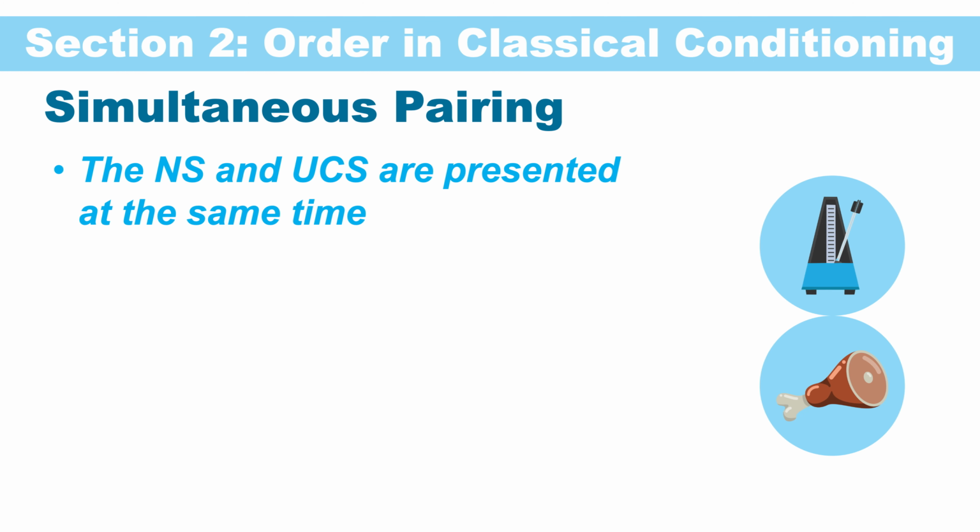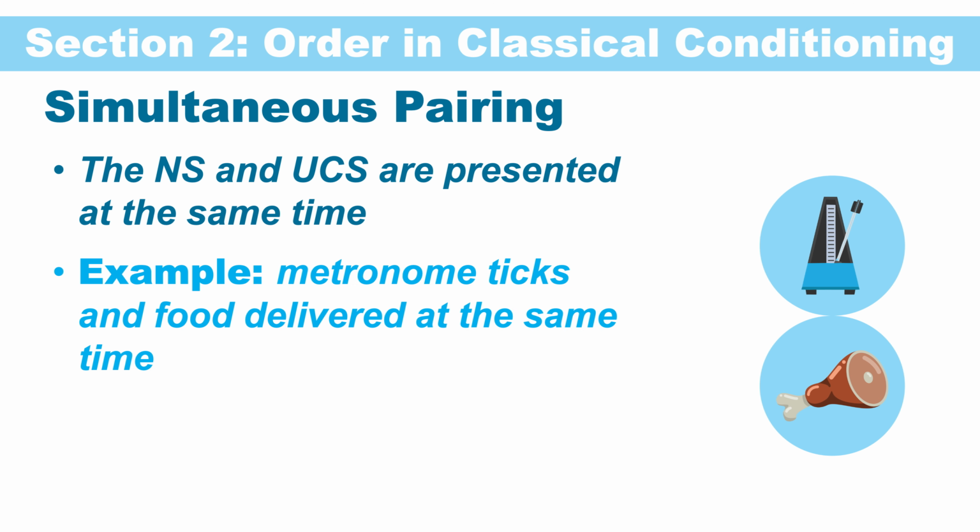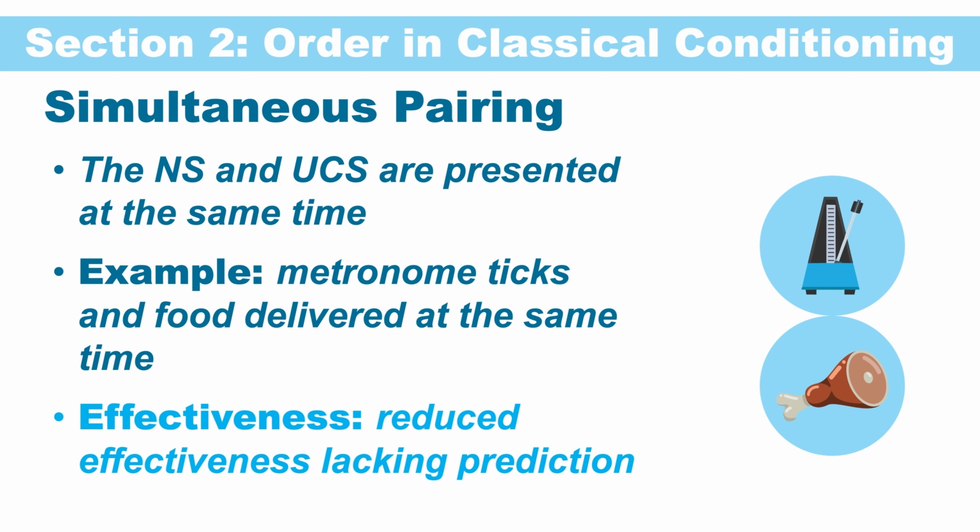First up is simultaneous pairing. This is when the NS and the UCS are presented at the exact same time. Using Pavlov's experiment as our example, this would be as if the metronome ticks at the same moment that food is delivered. This method isn't that effective because the neutral stimulus doesn't predict the unconditioned stimulus. It just coincides with it.